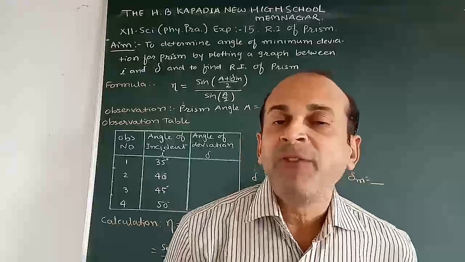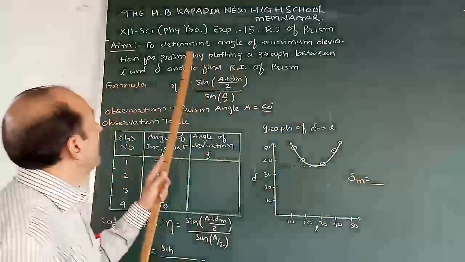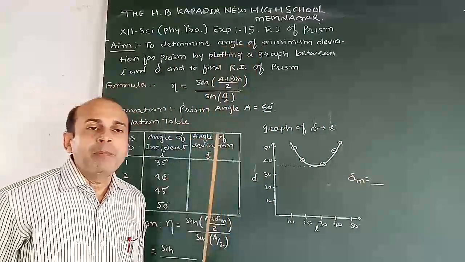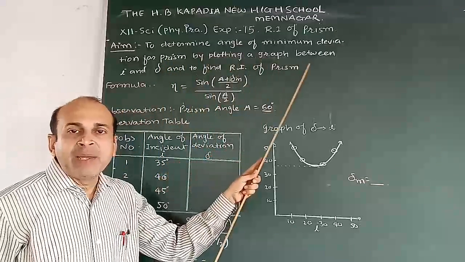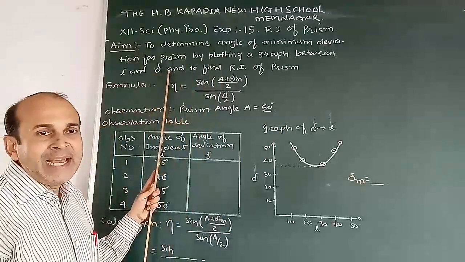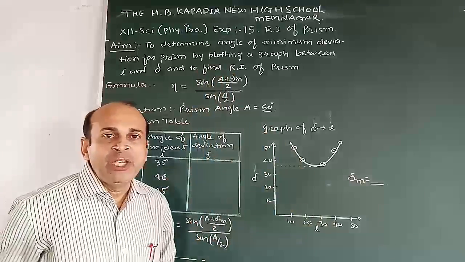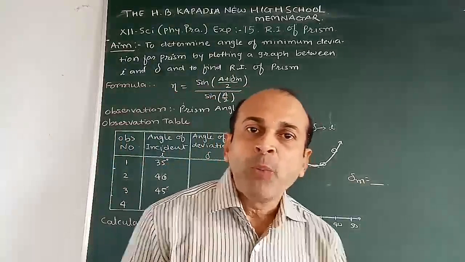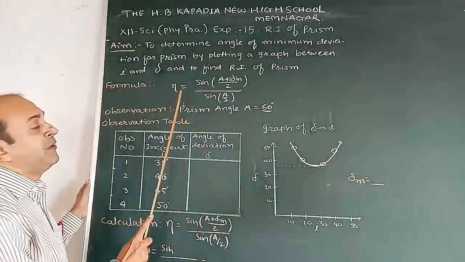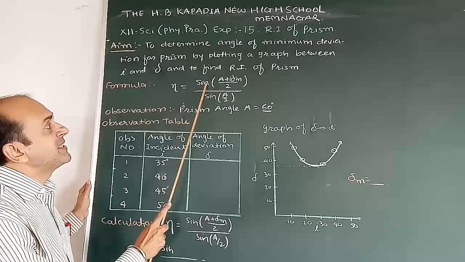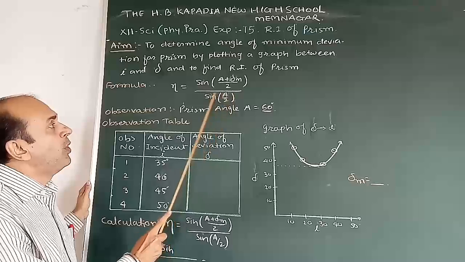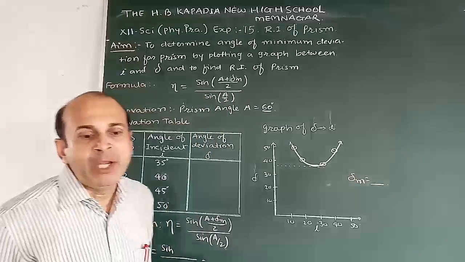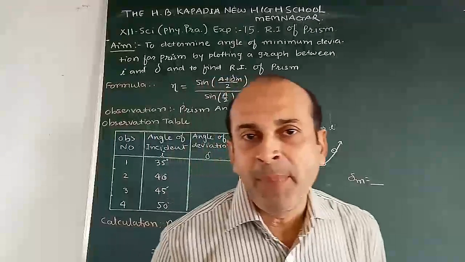So first let me read the aim. To determine the angle of minimum deviation for a prism by plotting the graph between I and delta, and to find the refractive index of the prism. The formula for that is refractive index equal to sine of (A plus delta m) by 2, whole upon sine A by 2, where A is the prism angle.